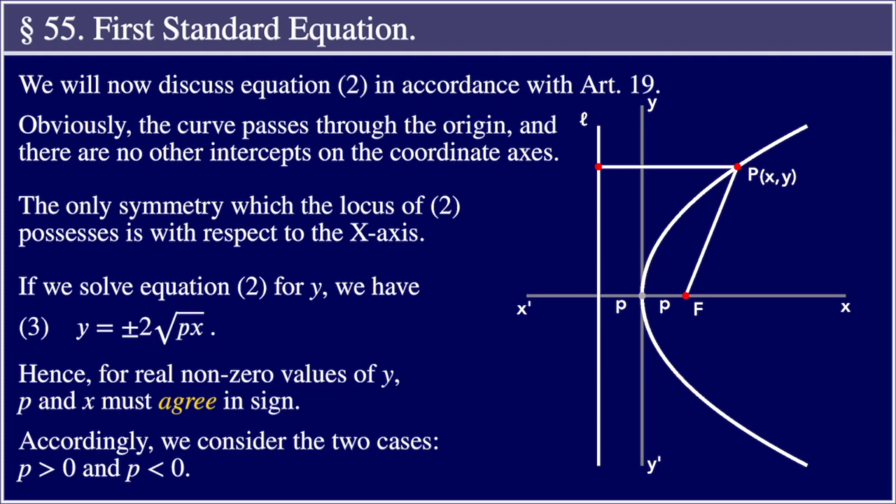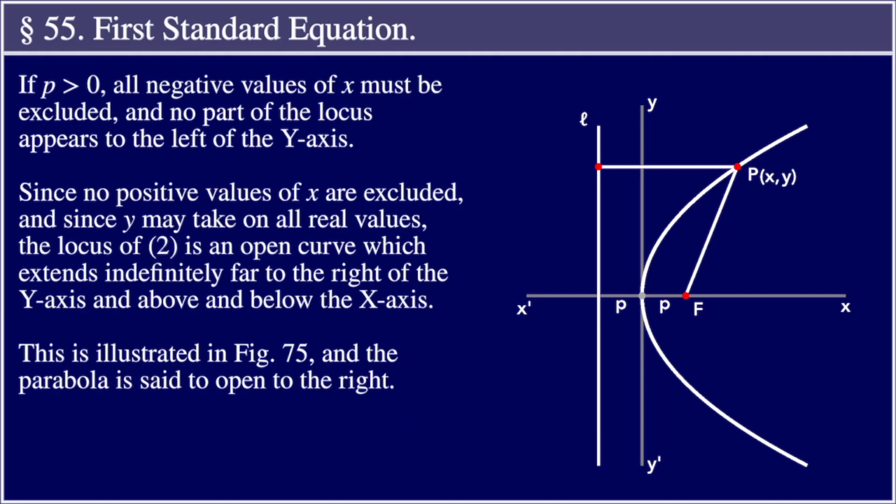If we solve equation 2 for y, we have equation 3, y equals plus or minus 2 times the square root of px. Hence, for real non-zero values of y, p and x must agree in sign. Accordingly, we consider the two cases, p greater than 0 and p less than 0. If p is greater than 0, all negative values of x must be excluded, and no part of the locus appears to the left of the y-axis.